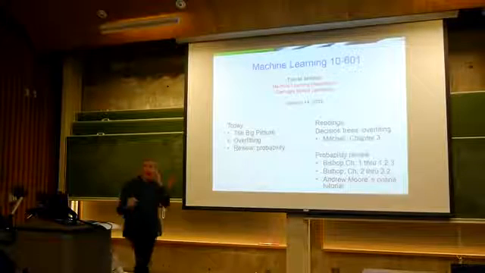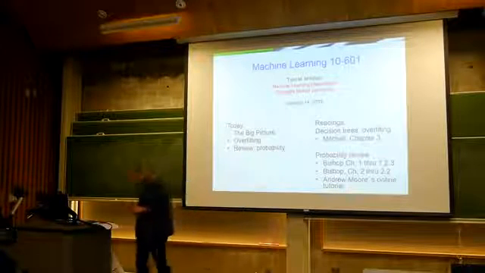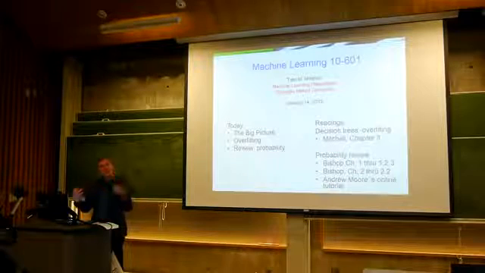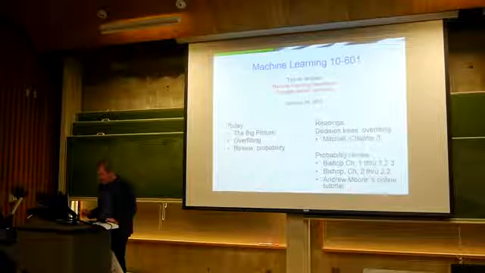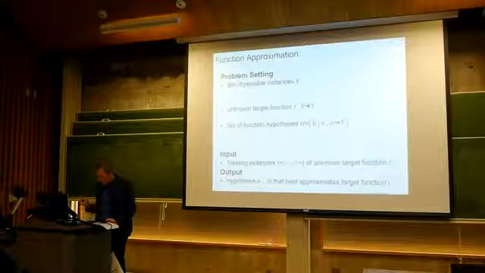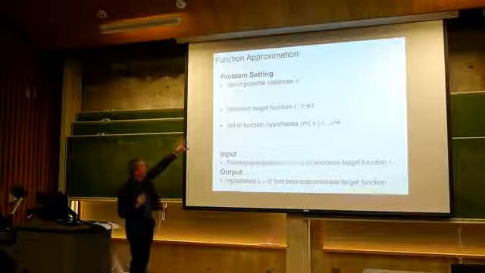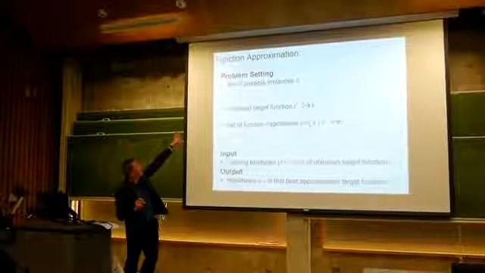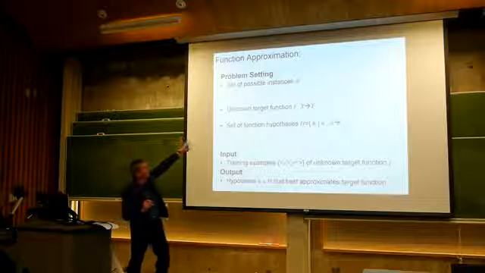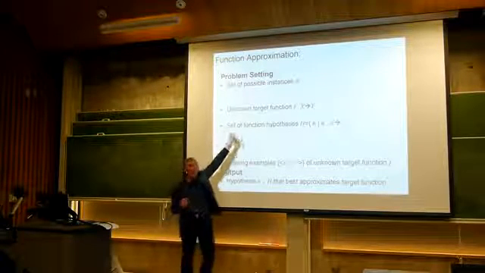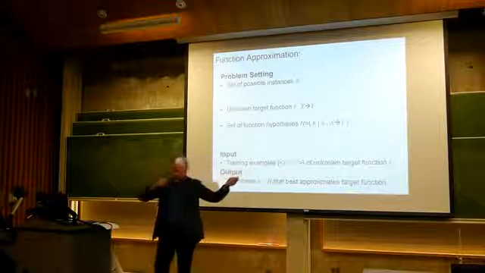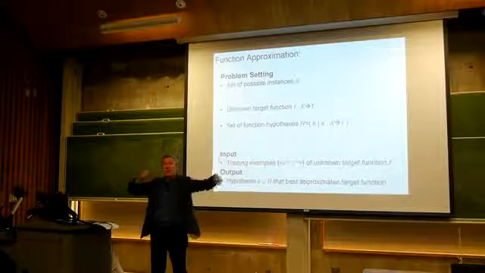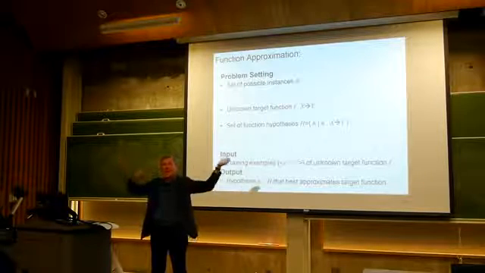Finish off decision trees and use that as a kind of case study for making some more general remarks about function approximation. So just to review from last time, in function approximation, we're trying to learn some unknown target function, let's call it f, from some x to some y. Might be from emails to spam or not.